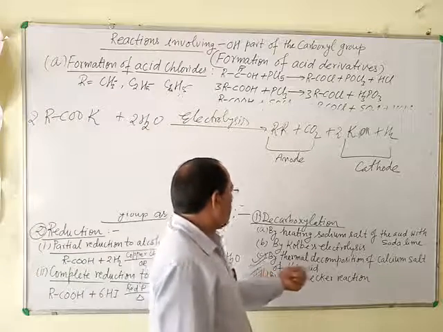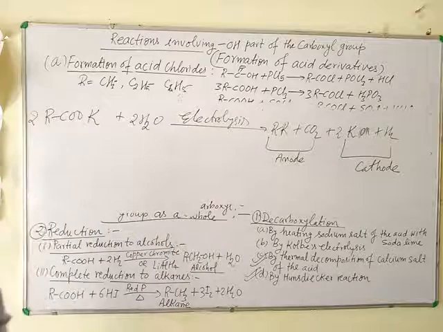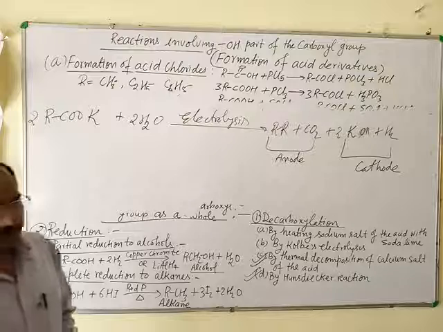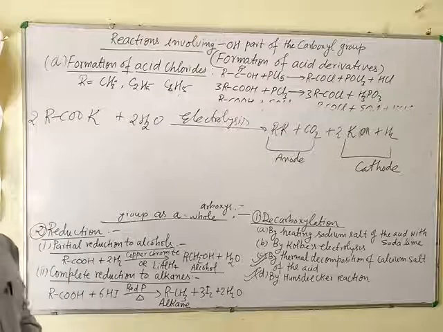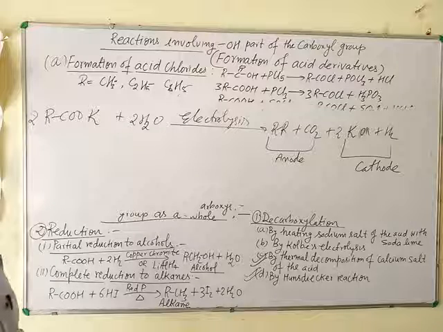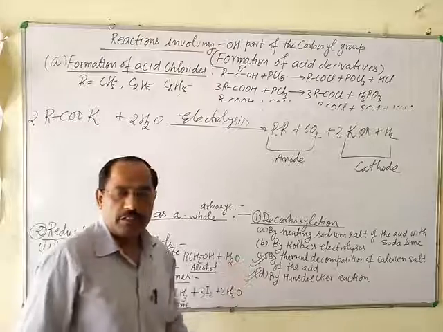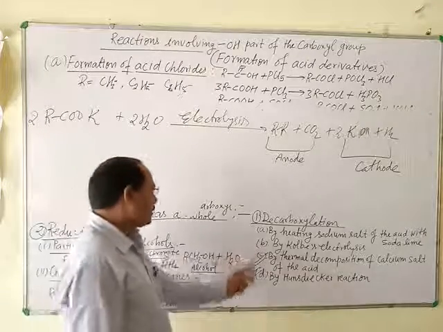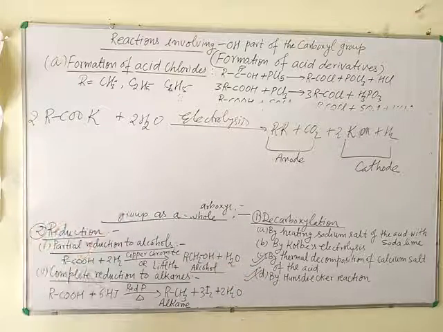Next is thermal decomposition of the calcium salt of the acid. When the calcium salt is heated alone, it loses molecules of carbon dioxide or some other species and gives the corresponding aldehydes or ketones. This is already discussed under the Hunziker method.